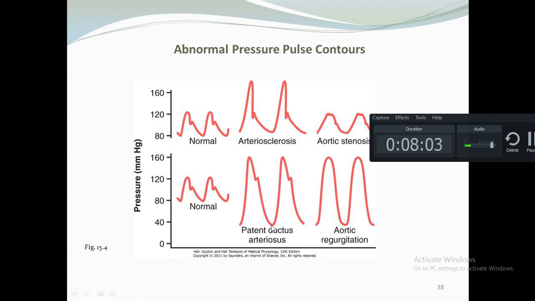Now in patent ductus arteriosus, the systolic pressure goes very high, again about 180 millimeter of mercury, whereas the diastolic pressure falls very low, it may be less than 40 millimeter of mercury. So you can see here the systolic pressure is 160 and the diastolic pressure is about 30 or 35 millimeter of mercury. In aortic regurgitation, the systolic pressure is again very high, and there is no incisura here because of improper closure of the aortic valve, and then the diastolic pressure again falls very low.